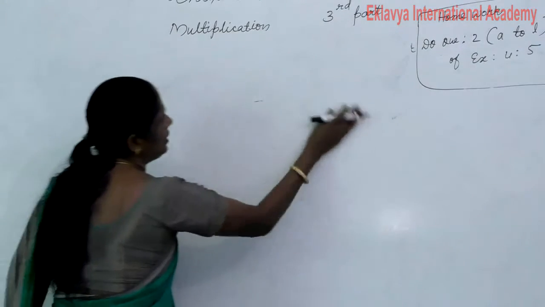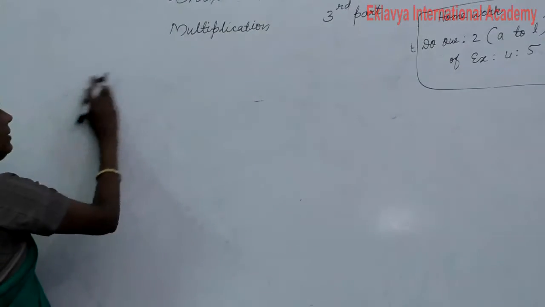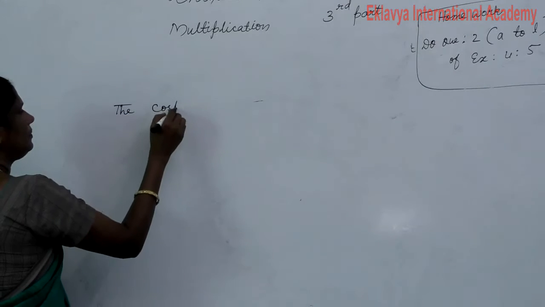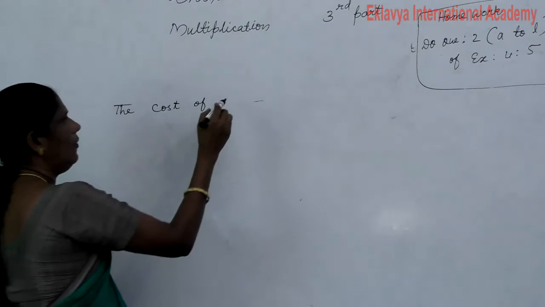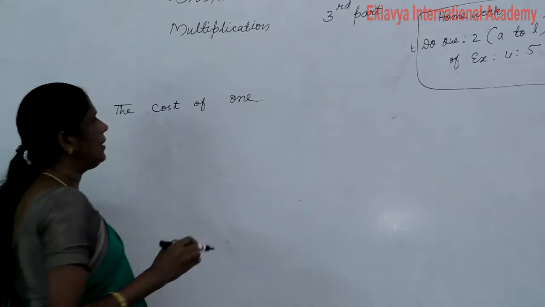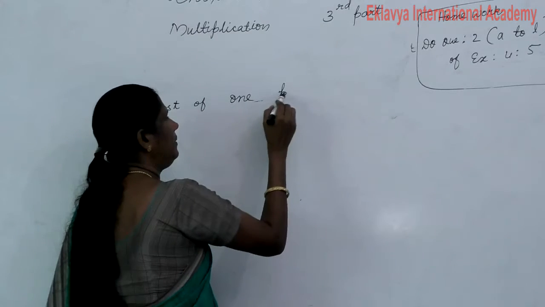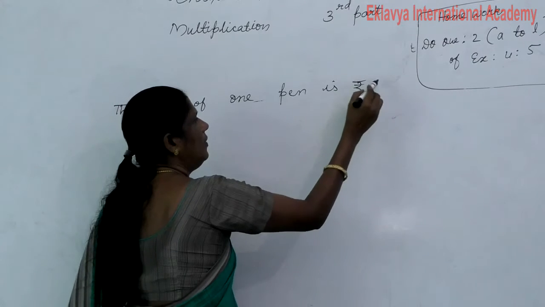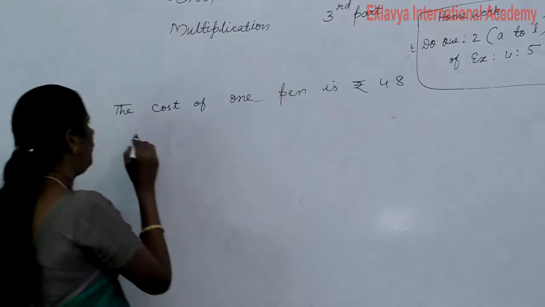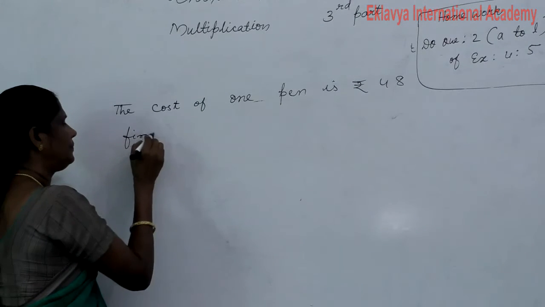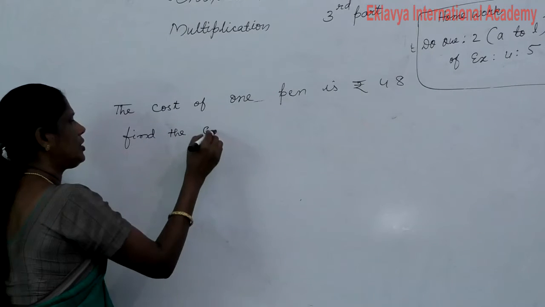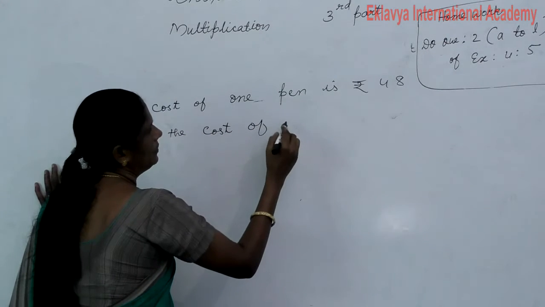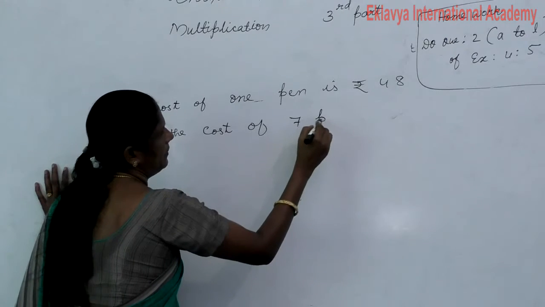Then one question I give you. For example, the cost of one pen is rupees 48. Find the cost of 7 pens.